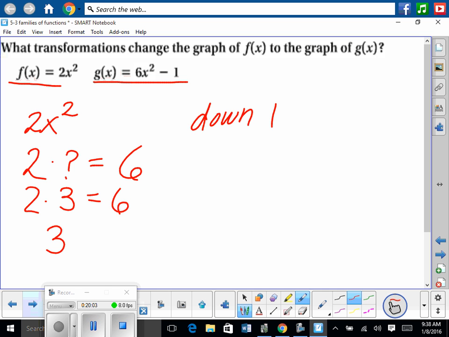So does everybody understand that we multiplied this front thing by 3? Are we all good with that? So is that a stretch or a compress? Is it greater than 1? Yes, so that's a stretch. So it was down 1 and a stretch of 3. So does everybody see how to do that? What's being multiplied in front is a stretch or compression, and then anything added on the outside is your shift up and down, and then if there was something added with your x, that's your shift left and right.